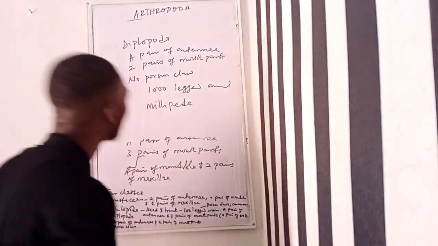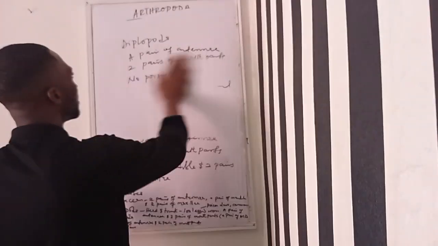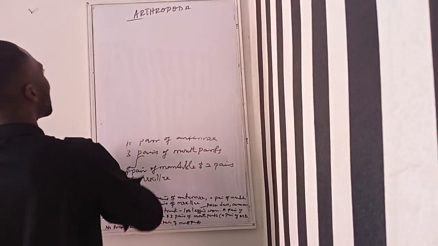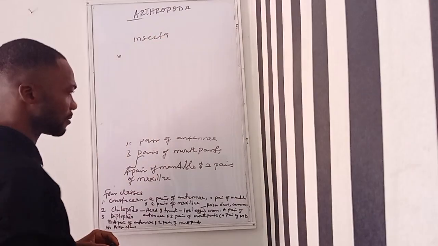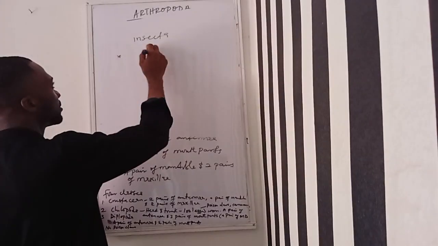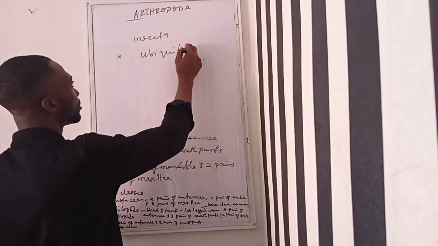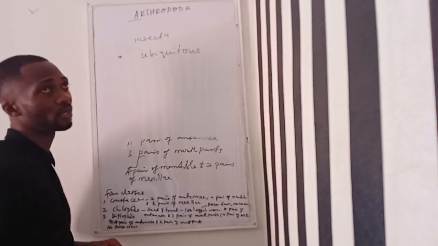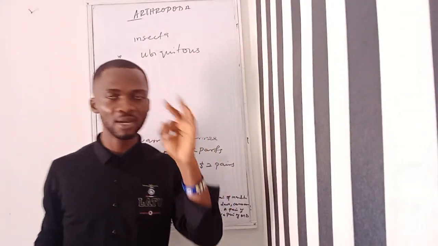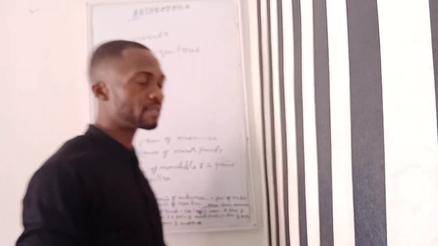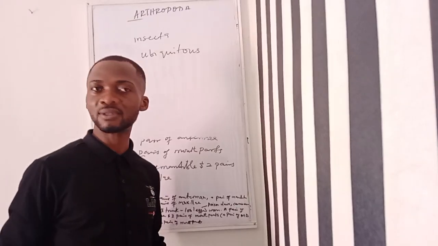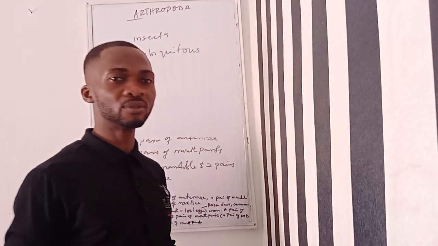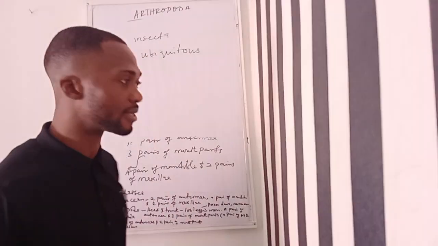The last class is the Insecta. One of the basic characteristics of Insecta is the fact that they are ubiquitous. Insects, microorganisms, and nematodes share this characteristic called ubiquity. What does it mean? It means that they are found almost in every conceivable ecosystem. They are found everywhere.